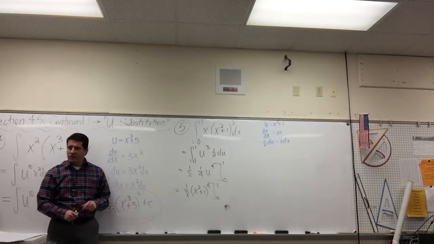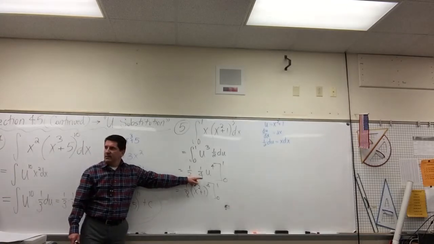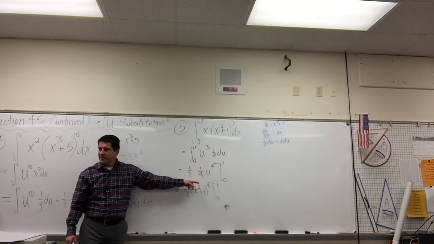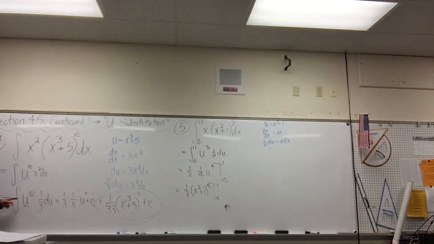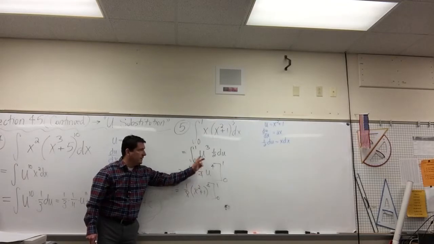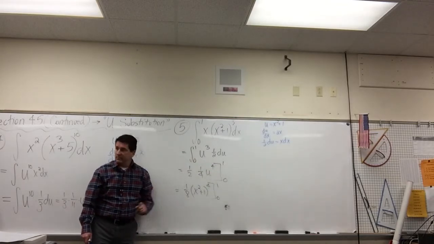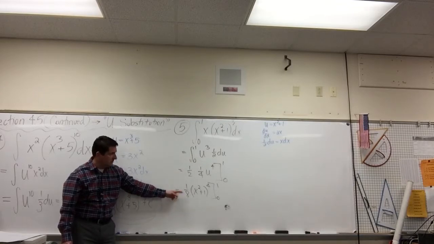Now this is the new part. You see I didn't write the plus c. Anytime you do the definite integral, you don't have to write c, because it's going to subtract off anyway. So we don't have to write the c here, but we always have to write the c here. Okay, so then notice that it's evaluated from 0 to 1. So this becomes this, and I had to go back to x's to be able to do that.